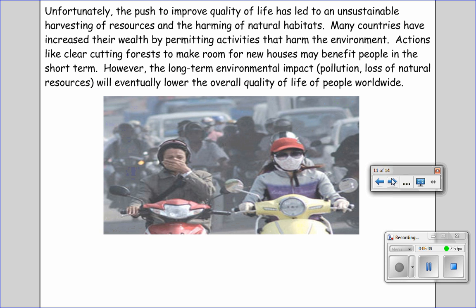Unfortunately, the push to improve quality of life has led to an unsustainable harvesting of resources and the harming of natural habitats. Many countries have increased their wealth by permitting activities that harm the environment. Actions like clear-cutting forests to make room for new houses may benefit people in the short term. However, the long-term environmental impact, pollution, loss of natural resources, will eventually lower the overall quality of life of people worldwide.